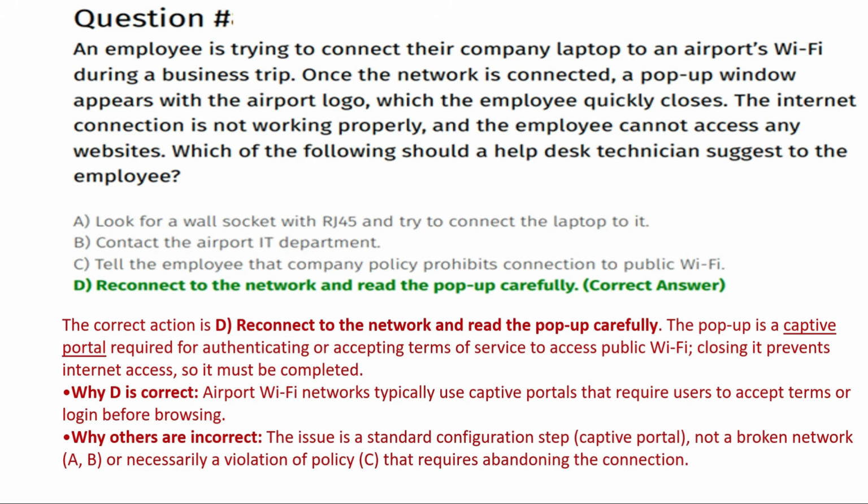So why is option D correct? Airport Wi-Fi networks typically use captive portals that require users to accept terms or log in before browsing. And why are the other options incorrect? The issue is a standard configuration state, the captive portal, not a broken network (A or B), or necessarily a violation of public policy (C) that requires abandoning the connection. So that's why the correct answer for this question is option D, reconnect to the network and read the pop-up carefully. So let's move to the next question.